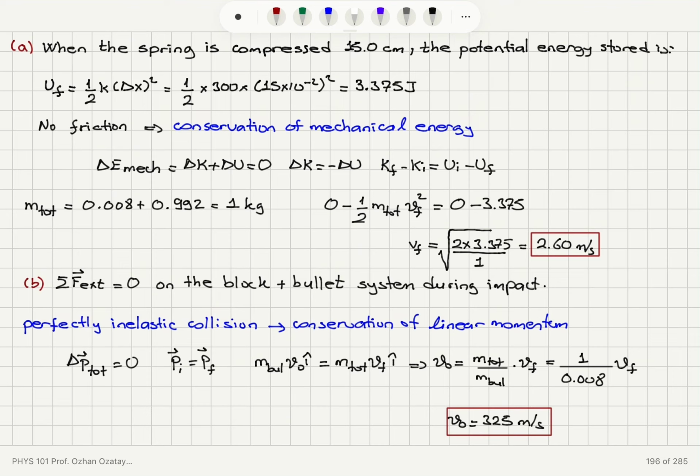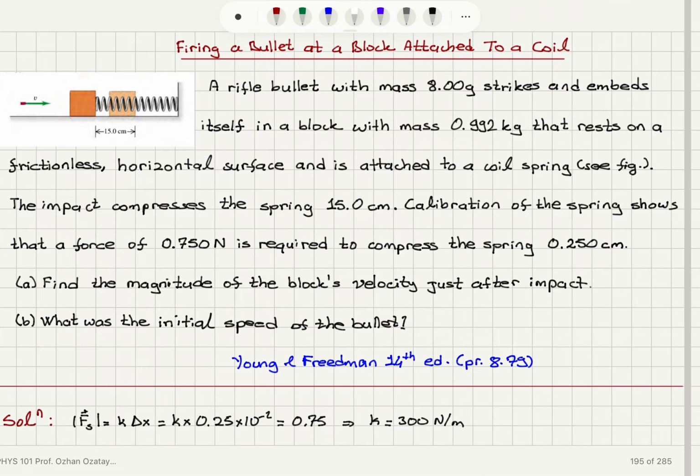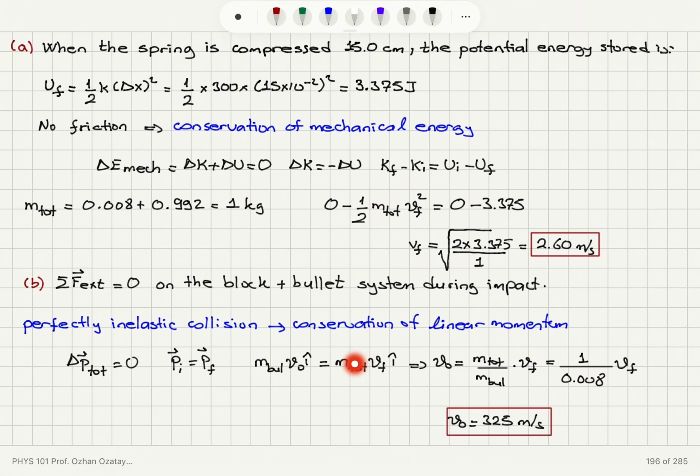Now we go back to the impact, where we have no external force acting on the system. Perfectly inelastic collision. We have conservation of linear momentum. Total linear momentum initially was mass of the bullet times v0 I-hat, because the block was at rest at the beginning. And then we have the total mass times the final velocity, the final linear momentum, which we can solve to find the initial speed of the bullet.